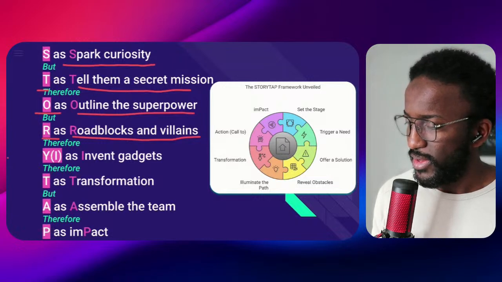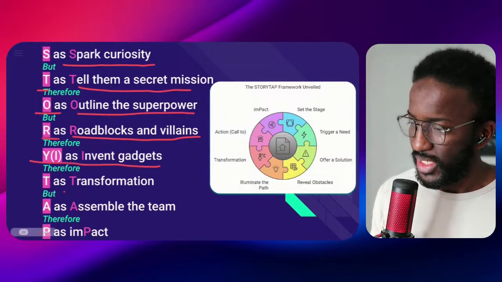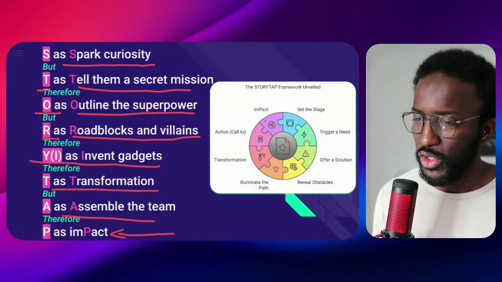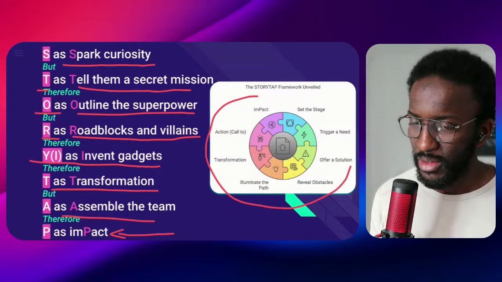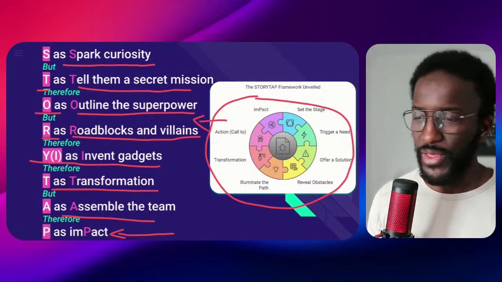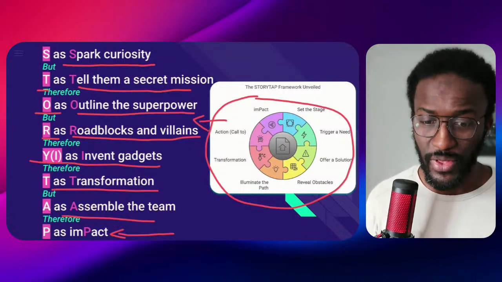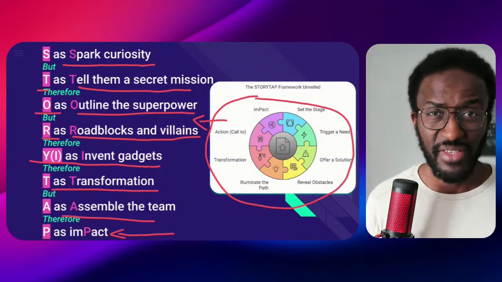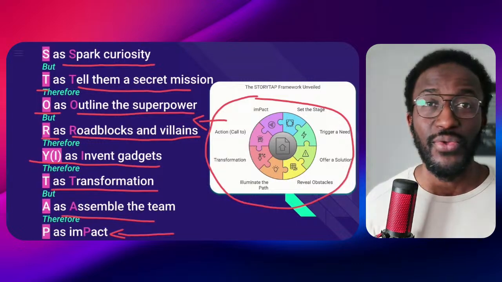Y is illuminate the path, so here it's invent gadgets. T is transformation. And then A is assemble the team, and P is impact. So here you have it, from the normal storytelling framework, the Storytap framework, to Storytap for kids. It's really simple, and I have tested it with my kids. I will come back here.